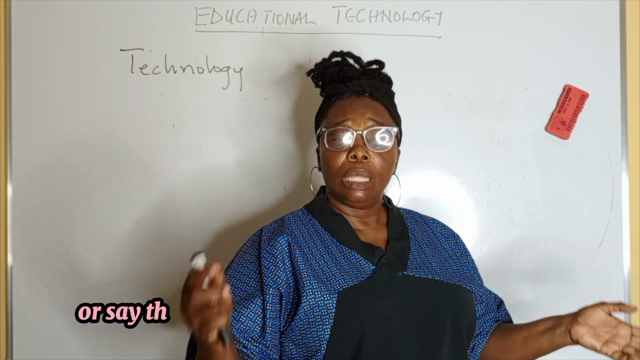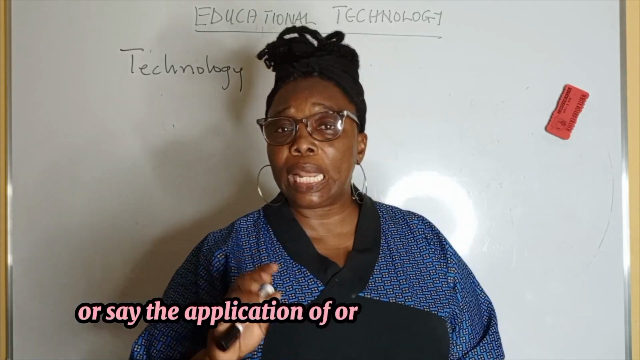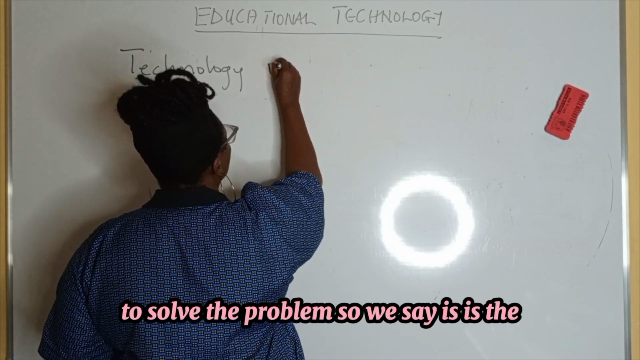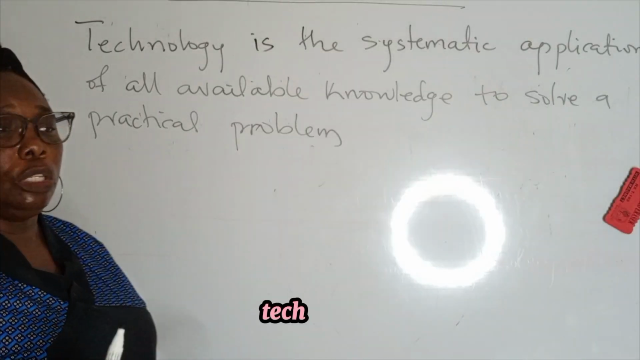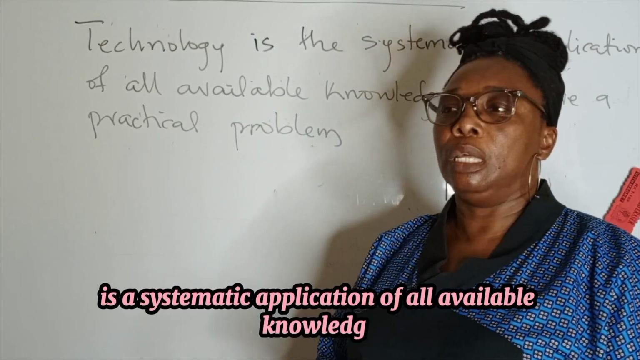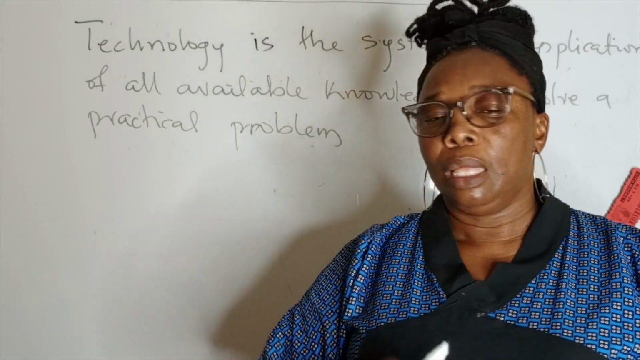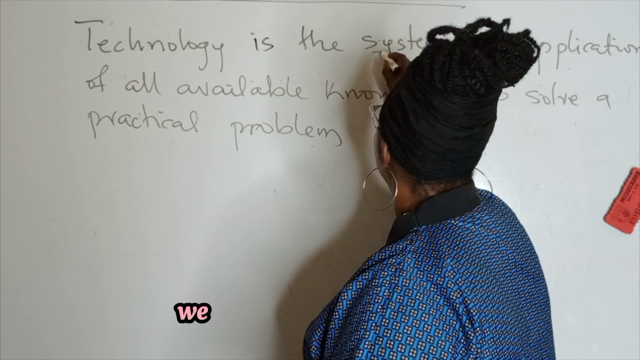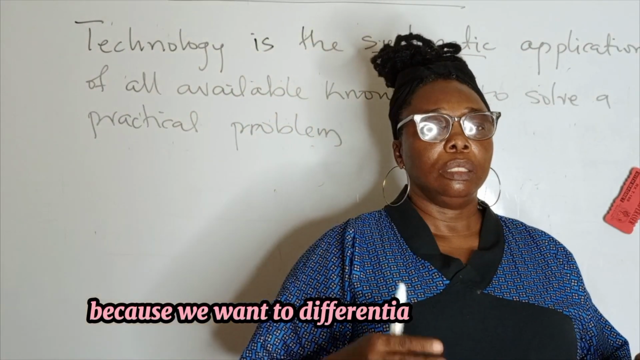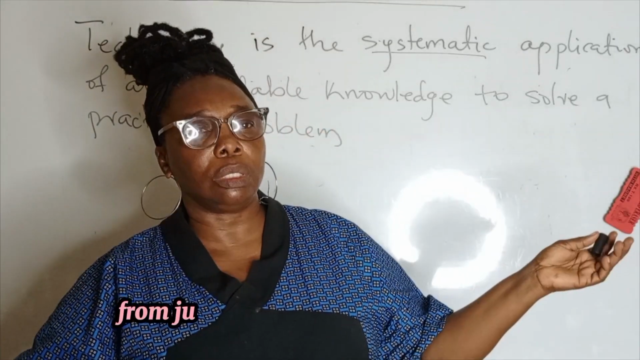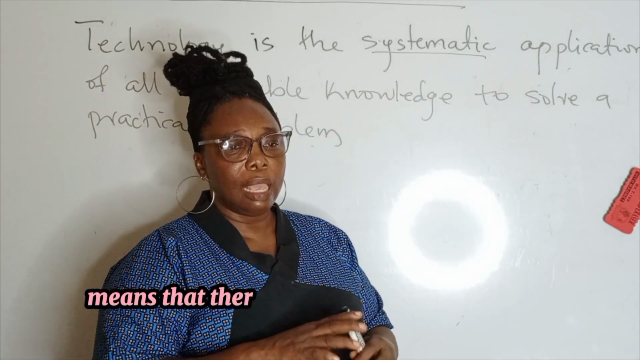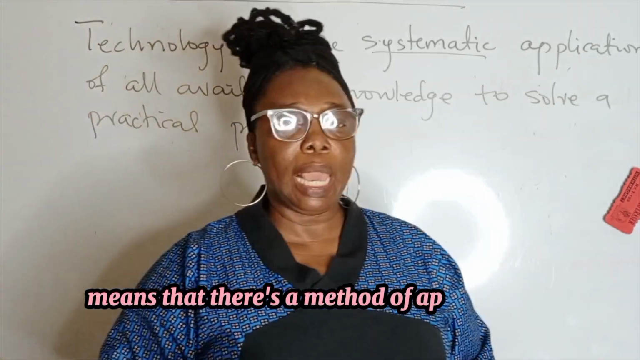Or we say it is the application of organized knowledge to solve a problem. So we say technology is the systematic application of all available knowledge to solve a practical problem. We use the word systematic because we want to differentiate technology from just applying knowledge anyhow. Systematic means that there is a method of applying the knowledge.